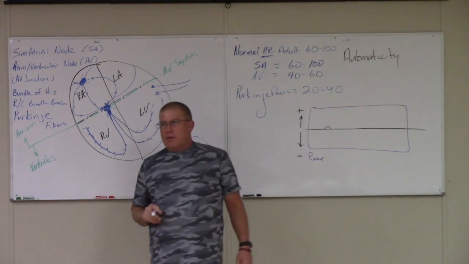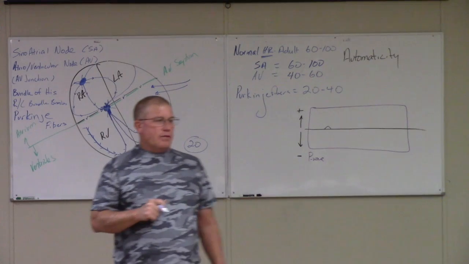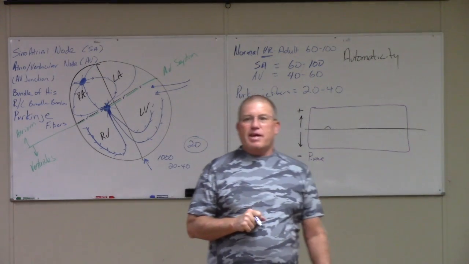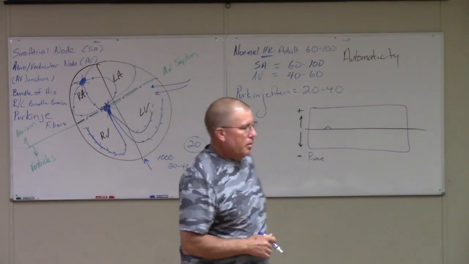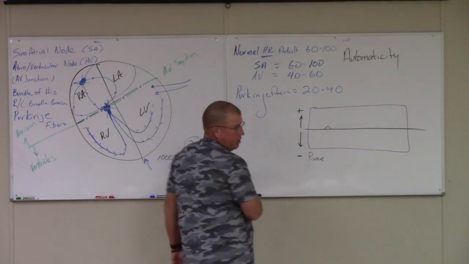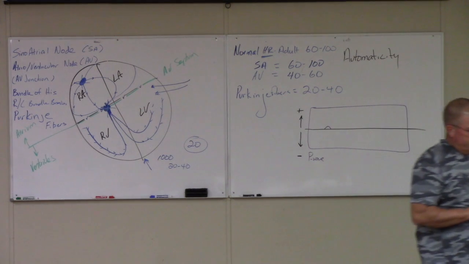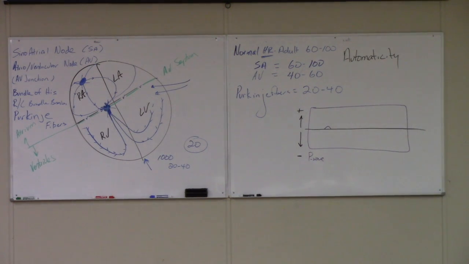Okay? It is the first positive deflection on the isoelectric line and is created by the SA node. Okay? So this is what I'm looking for. This is the P wave. When I ask you to label that diagram, that is the P wave. Okay?